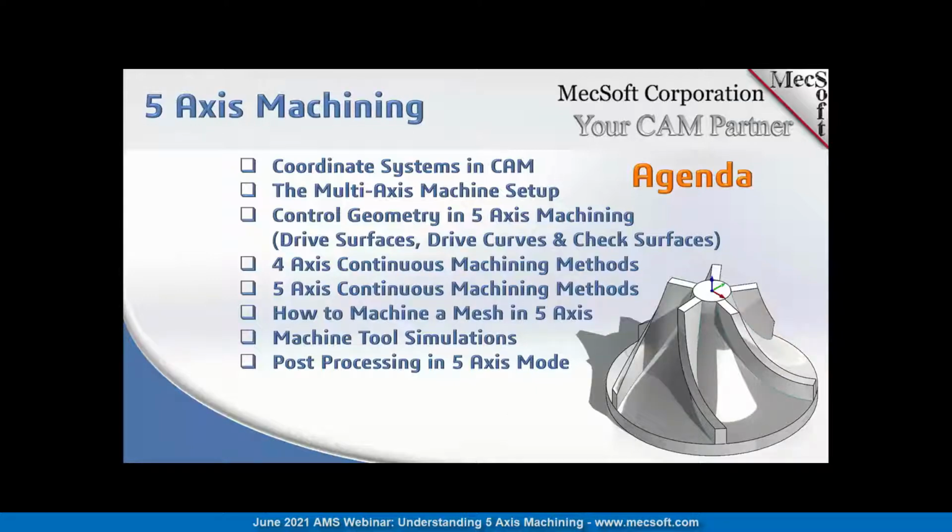Also, we're going to talk a little bit about 4-axis continuous machining methods, and then also 5-axis continuous machining methods. In our product in 5-axis, you can output in 4-axis mode, so you might be wondering why we're talking about 4-axis continuous methods. Also, we'll be talking about how to machine a mesh in 5-axis, which the process and procedure is different for mesh geometry versus NURB surface geometry. And then finally, we're going to talk about machine tool simulations. We're not going to actually set one up, but we have one set up in one of our slides, and we're going to show you how that works. And then also, we're going to talk about post-processing in 5-axis mode.